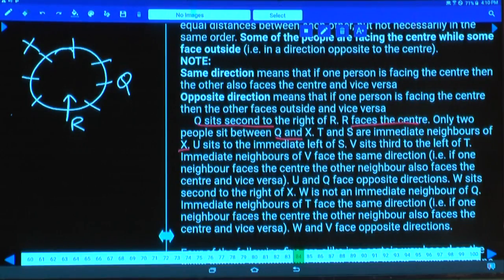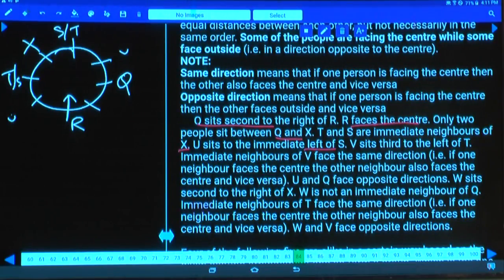If X is here, if T is here, S will be here, or if T is here, S will be here. There are 2 possibilities for this T and S. T and S are the immediate neighbors of X. U sits to the immediate left of S. If S is here, U will be here, or if S is here, U will be here. There are 2 possibilities. And V sits to the left of T.